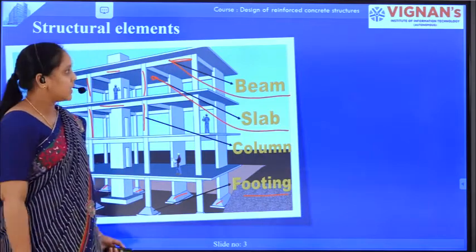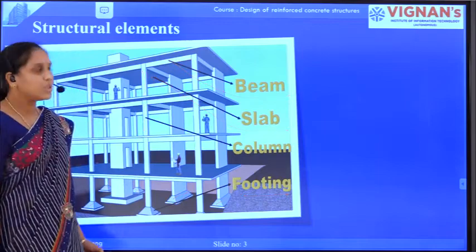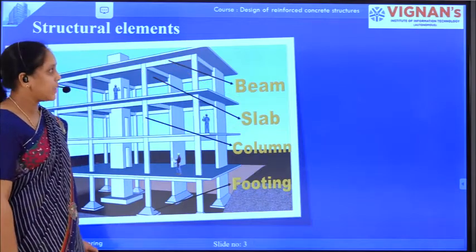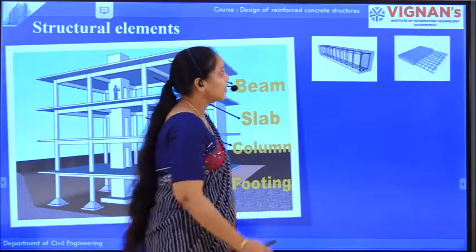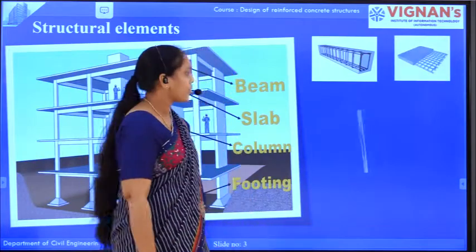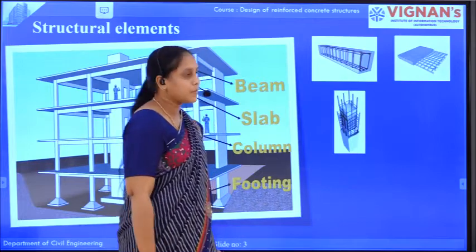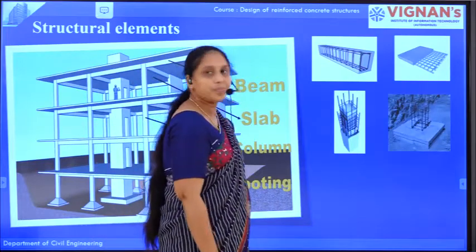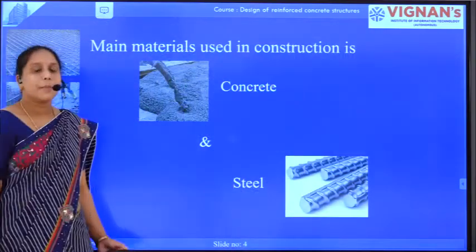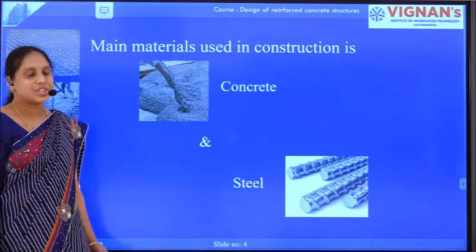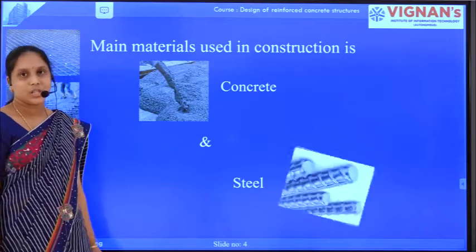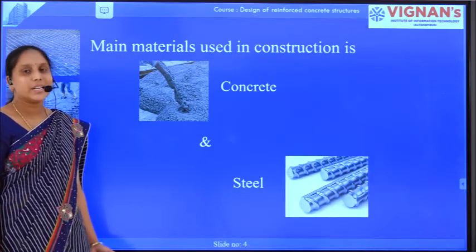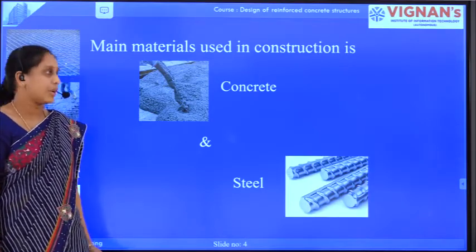Now we can see the individual figures. The individual structural elements are the beams, slabs, columns and the footings. The main materials used in construction are concrete and steel. So first let us see what is concrete.